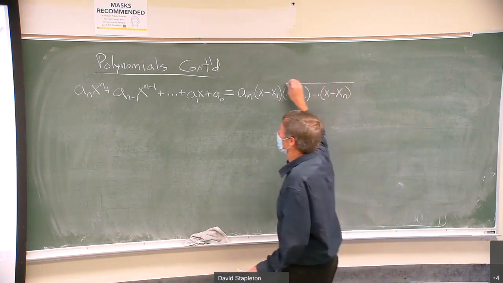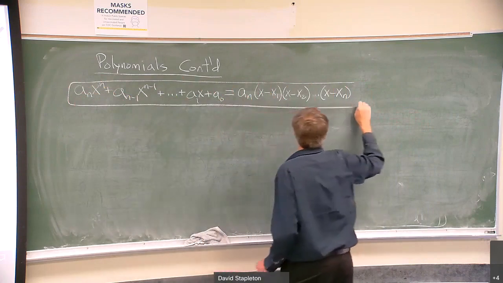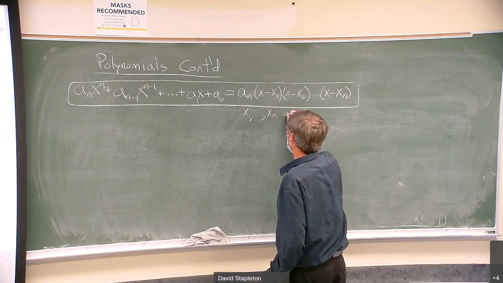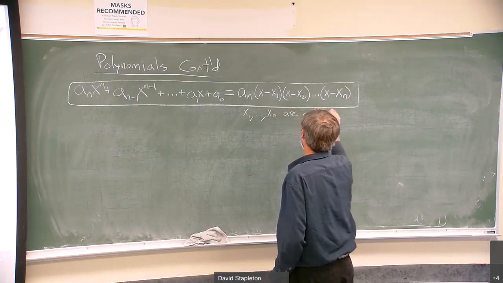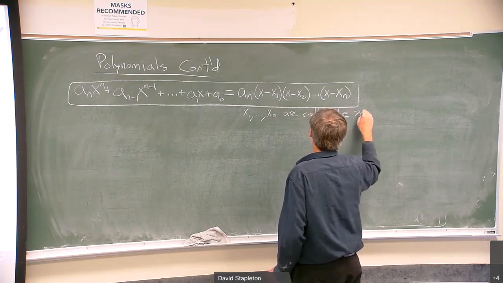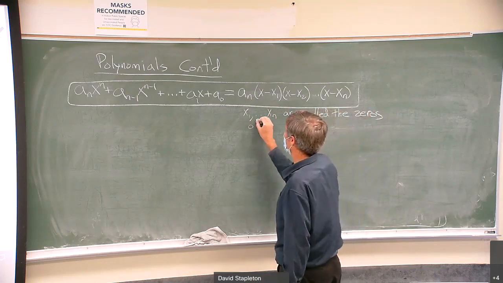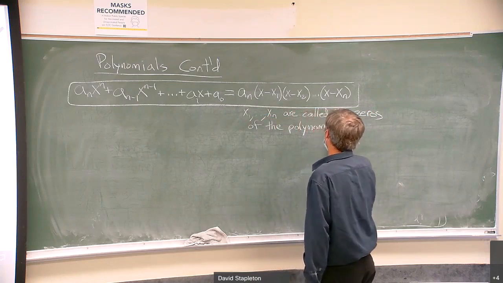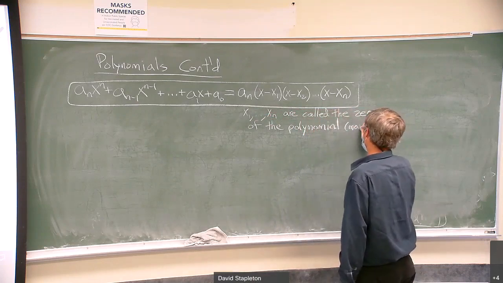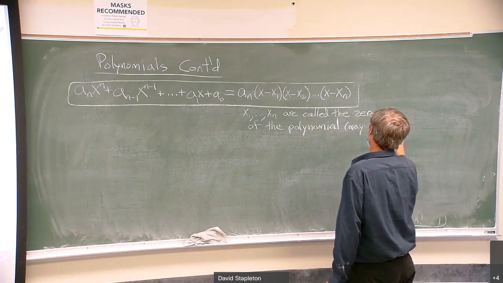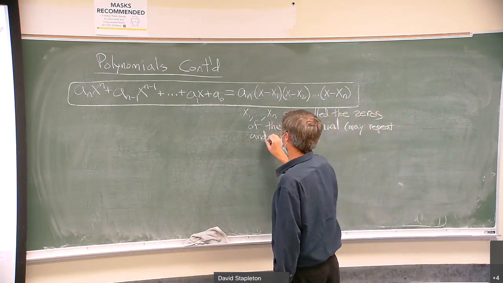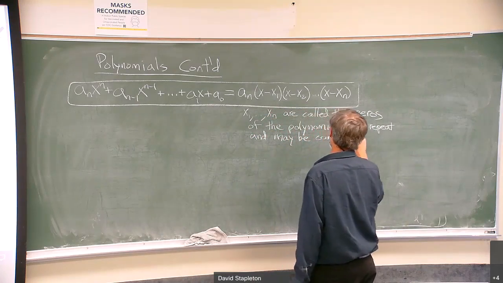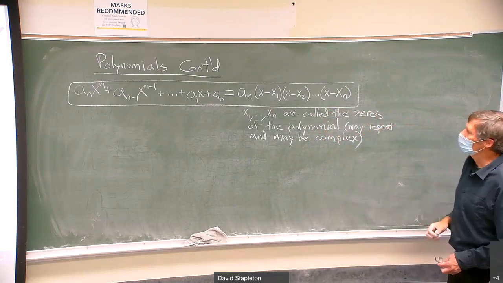So what we found out from before is that every polynomial actually factors like this, where x1 to xn, some of them may repeat, are called the zeros of the polynomial. They repeat. You may have one that goes up more than once, and they may be complex. All right, so they aren't all real numbers. So it always breaks down like that.